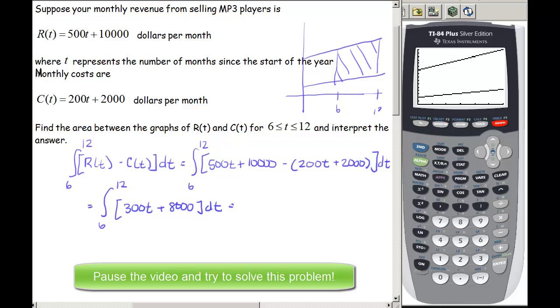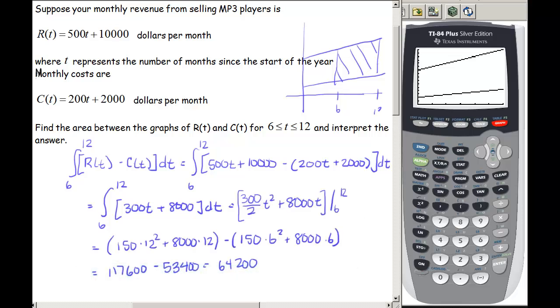So I've completed my definite integral. Let's figure out what the units are in this value. So I end up with 64,200, and what we're looking at is dollars. And what happened to the per month? Well, when we're taking the integral, we end up losing this per month because we're finding the total change in value of our R of t minus C of t. And if we're going from 6 to 12, this is going to be that profit in the second half of the year.